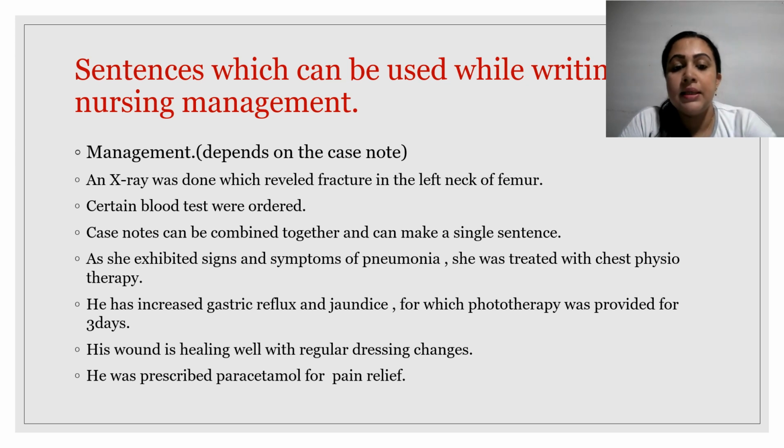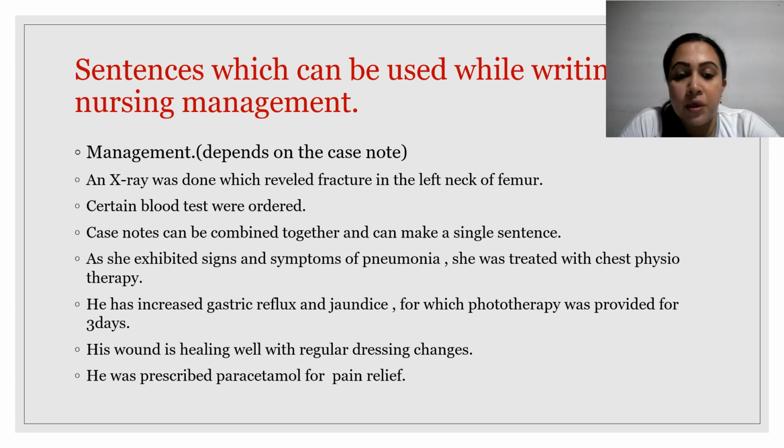So here you can see that different types of nursing management sentences have been written. Whenever an event happened in the hospital, it's always better to write in passive voice. That means "an X-ray" should come first. Here, an X-ray was done which revealed a fracture in the left trochanter of femur. Next sentence: certain blood tests were ordered. There also, blood tests are more important, so you have to focus on that one and make it passive.